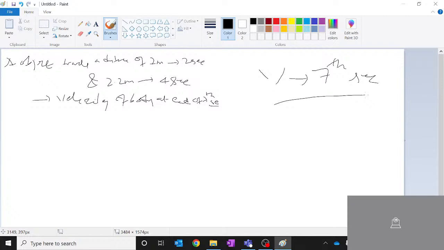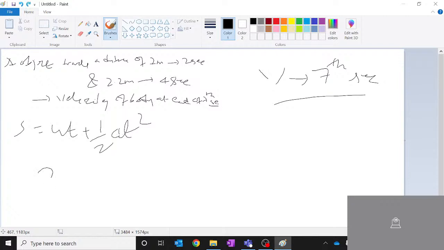So what equation or formula strikes you when you have an equation between distance and time? You only have one equation with it, that is s equals ut plus half at square. Correct?